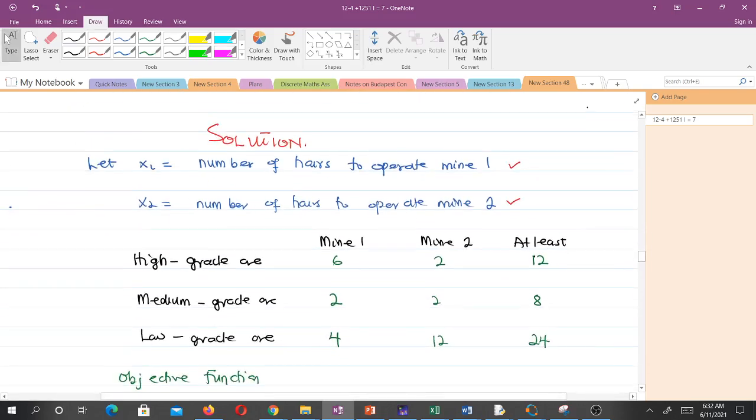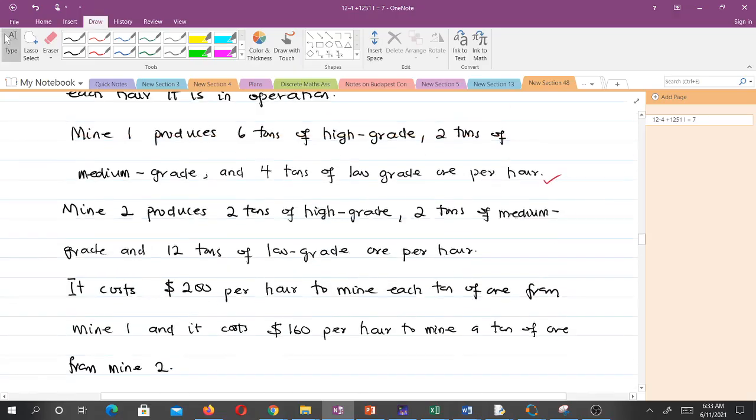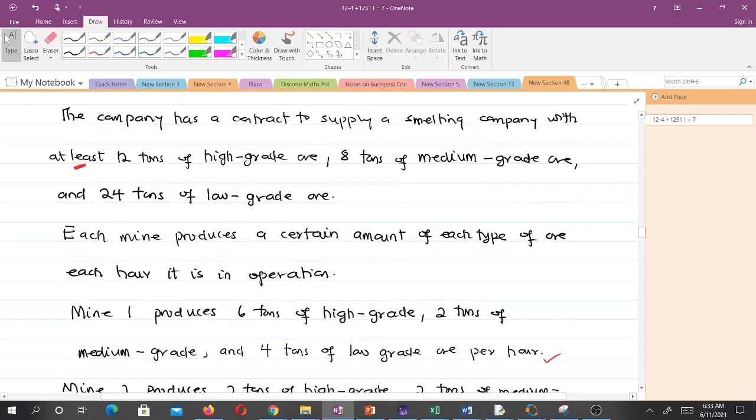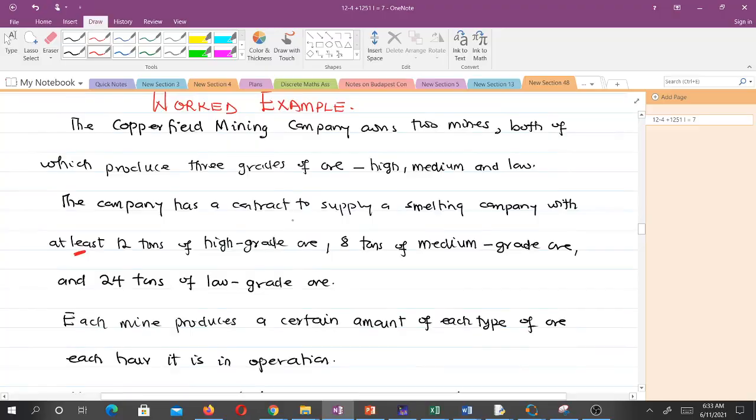We are going to get important information from the question, which is going to help us construct our constraints. Then after that, we are going to get our objective function. So let's look at our constraints. The question says the company has a contract to supply a smelting company with at least 12 tons of high grade ore, 8 tons of medium grade, and 24 tons of low grade ore. So this is very important information that we need from the question.